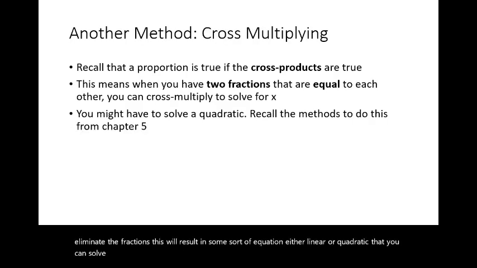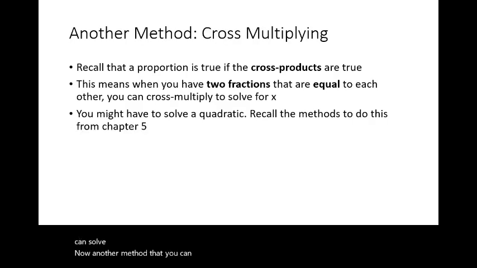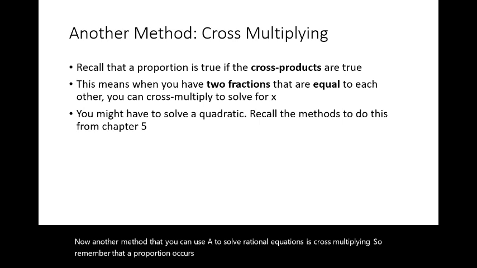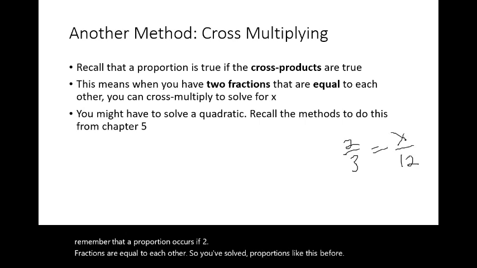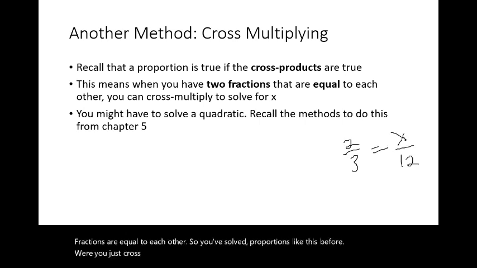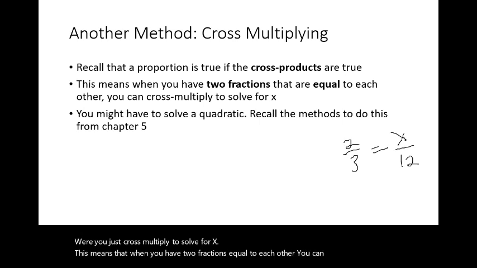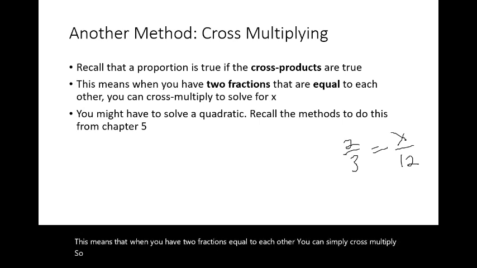Now, another method that you can use to solve rational equations is cross-multiplying. Remember that a proportion occurs if two fractions are equal to each other. You've solved proportions like this before, where you just cross-multiply to solve for x. This means that when you have two fractions equal to each other, you can simply cross-multiply. So for something like this, when you have one fraction on the left side of the equal sign and one fraction on the right, you can cross-multiply.